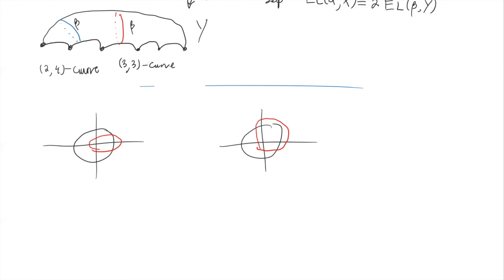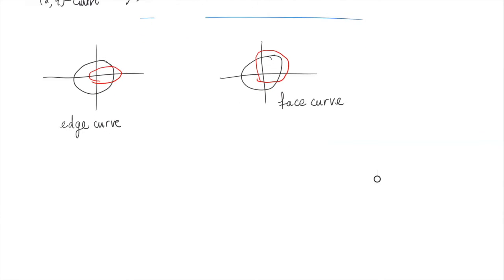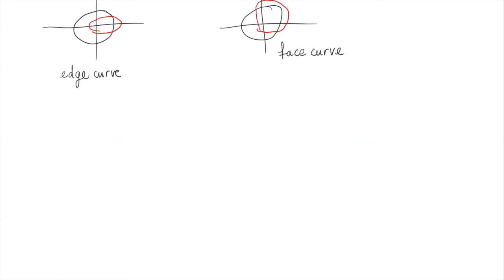So this is what we call an edge curve. And this we call a face curve. So the edge curve is just a curve that goes around one of the edges of the octahedron. And a face curve is a curve that goes around one face of the octahedron. And so it turns out that we can compute the extremal lengths of these curves as ratios of elliptic integrals.